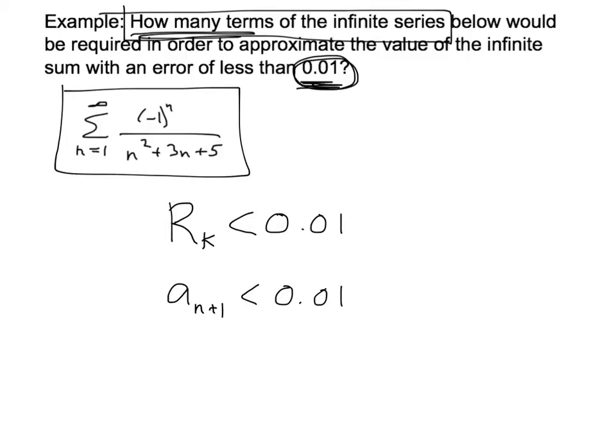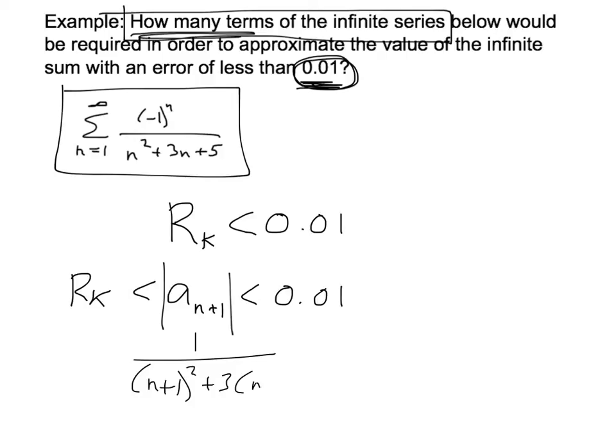Remember, the idea here is that we know that our remainder is less than the absolute value of the n plus 1th term. And so if I can make sure that the n plus first term is less than 0.01, that will ensure that the remainder will be less than 0.01. Okay? So now all we need to do is come up with an expression for what that a sub n plus 1 is. So what I'll now have is 1 over n plus 1 squared plus 3n plus 1 plus 5, and I need to force that to be less than 0.01. And it's often helpful to think about that as a fraction, as 1/100th.